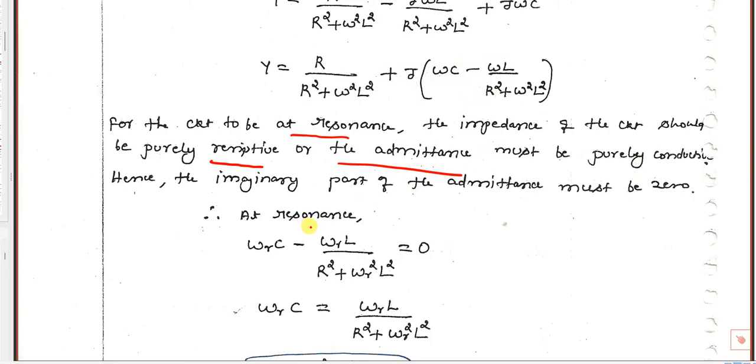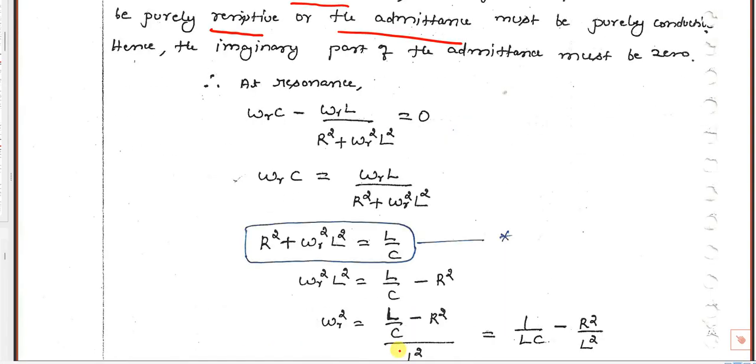So if we equate this part to 0 at resonance, that means omega C should be equal to this much. And omega is replaced by omega r, that indicates that this is possible only at the resonance frequency. So omega r C is equal to omega r L by R square plus omega r square L square. Now omega r will get cancelled on both sides.